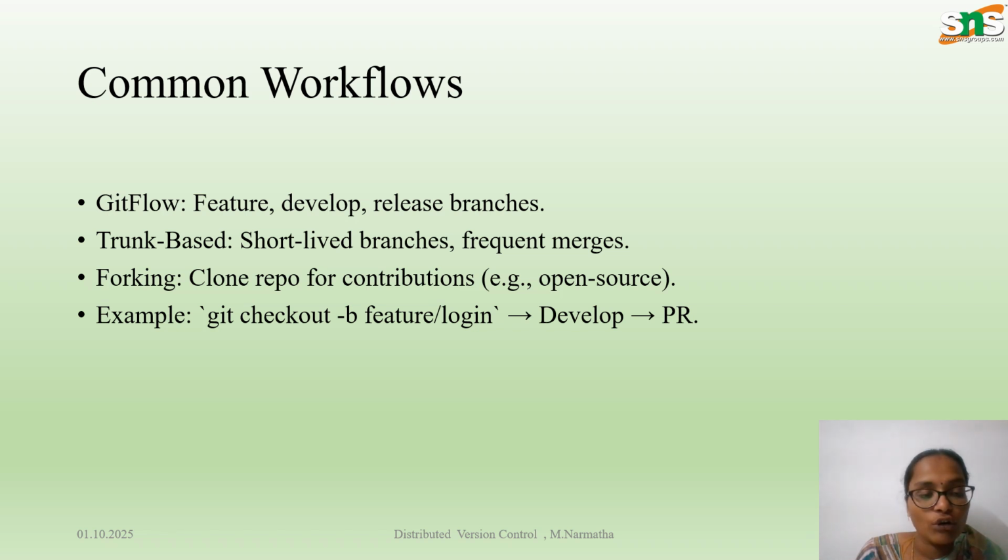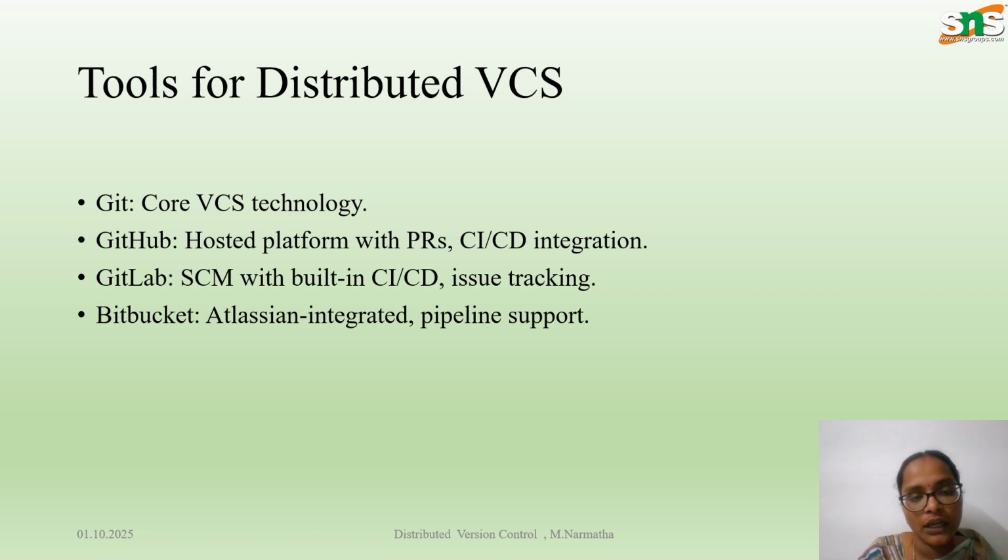The common workflow is feature, develop, release branch. A new feature you are including will be developed and after that we have to release it. This happens in Git. Here we have short-lived branches and frequent merges. New features or any updates will be added in this form. If you want to clone any configuration on open source files, we can clone that. The tools we use for version control systems are GitHub, GitLab, and Bitbucket. These are the tools we use for distributed version control.